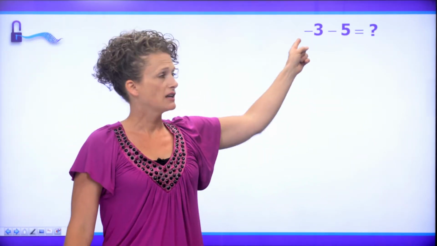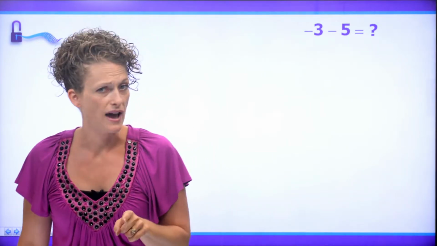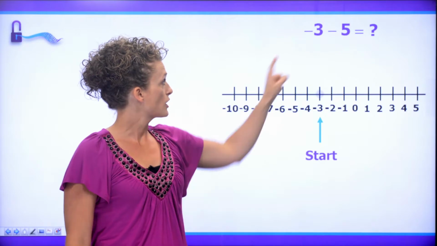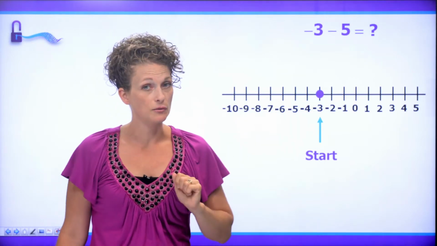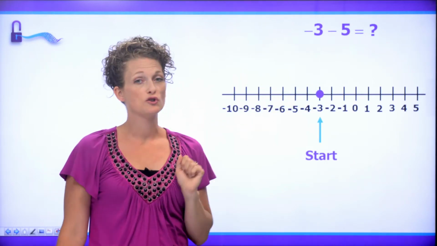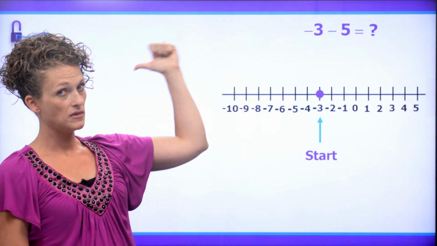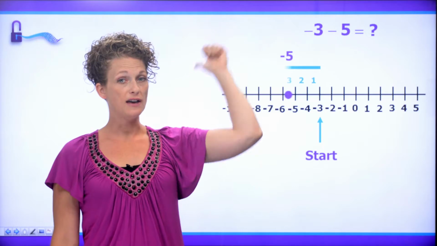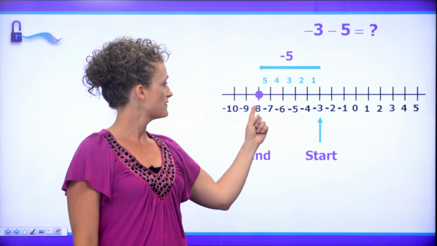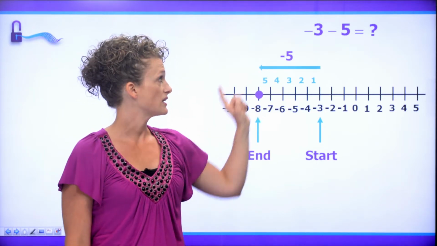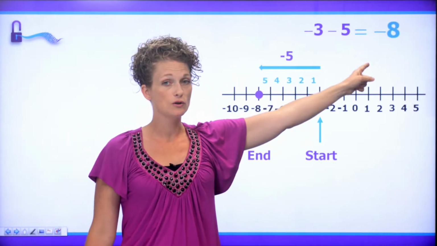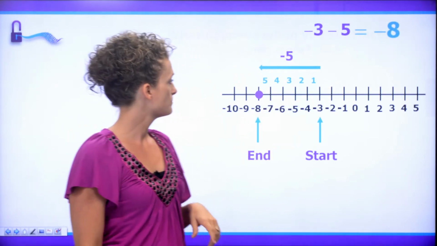Well, what if we have a negative number and we're going to subtract? Well, let's look at our number line again. So we start with the minuend, which is negative 3, and we are going to subtract 5. So that tells me I go in this direction. So if I subtract 5, that means 5 spaces to the left, and I end up with negative 8. So we say that negative 3 minus 5 is equal to negative 8.